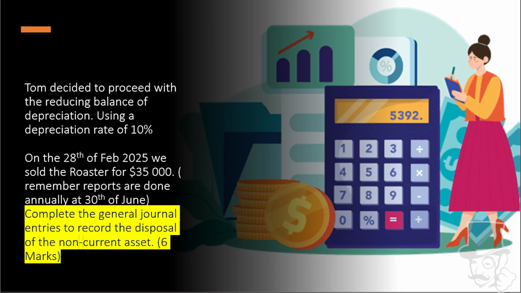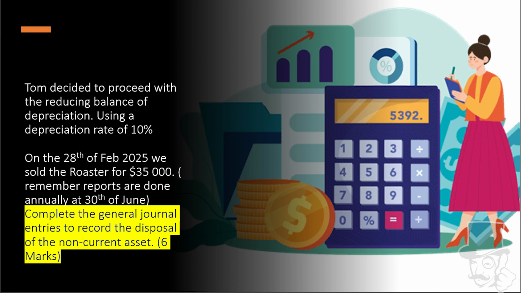So, another question that could pop up. Tom decides to proceed with the reducing balance method of depreciation using a depreciation rate of 10%. So at the end of Feb 2026, we sold the roaster for $35,000. Remember, reports are done annually at the 30th of June. So we need to complete the general journal entries to record the disposal of the non-current asset.